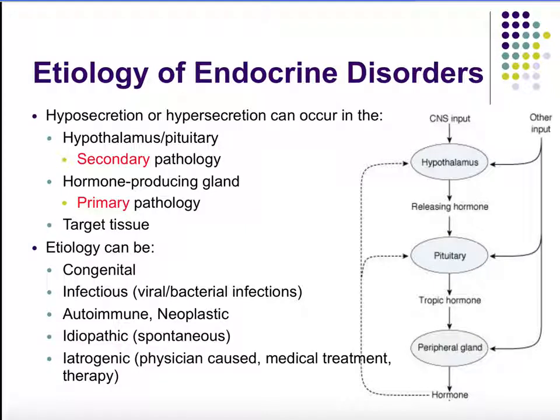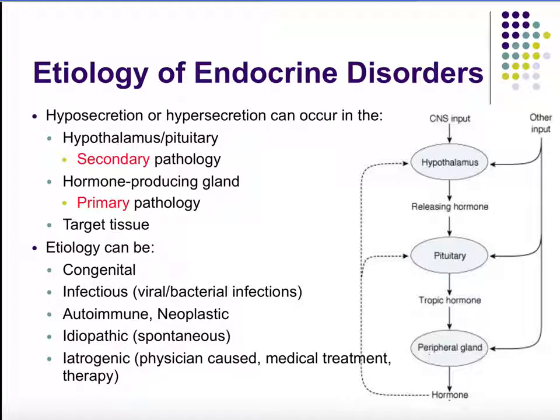So what kind of endocrine disorders can occur? Typically, when we have an endocrine disorder, it's either we are making too much hormone, hypersecretion, too little hormone, hyposecretion, or it could be we have an issue with the target tissue not responding appropriately. The changes in hormone secretion, whether we're hyper or hyposecreting, can occur at the level of the hypothalamus or the pituitary. And if the issue is at the level of the hypothalamus or the anterior pituitary, this is known as a secondary pathology.